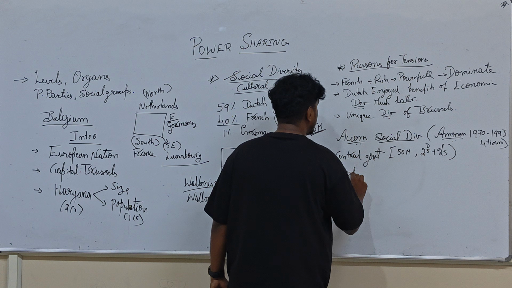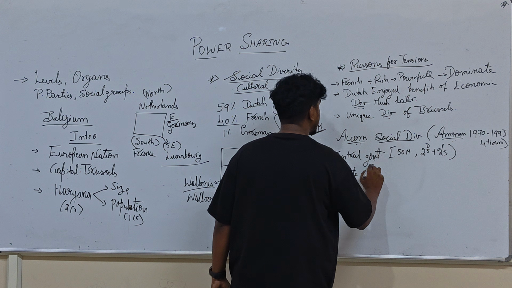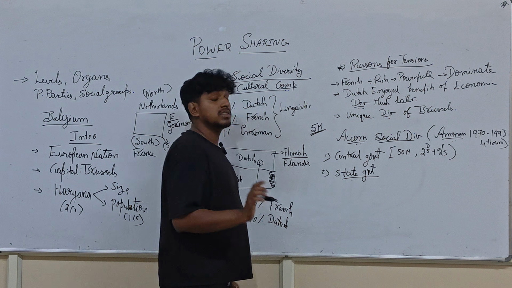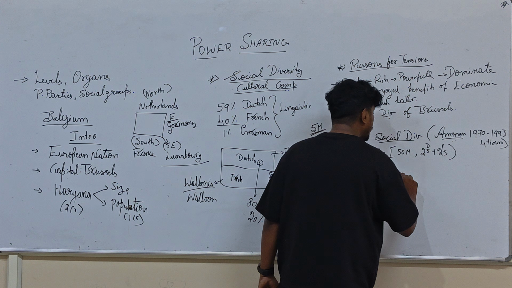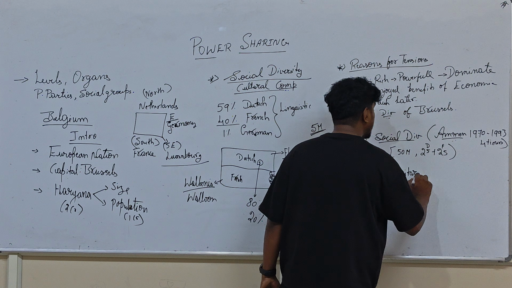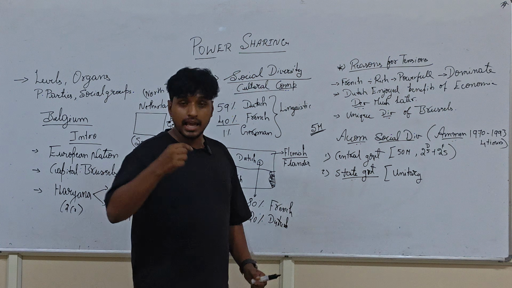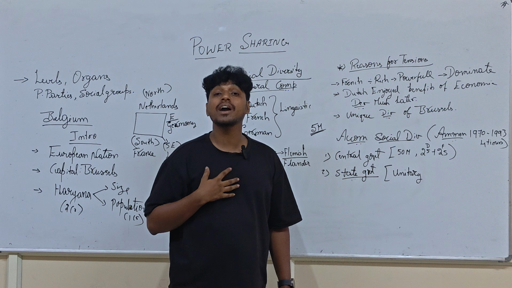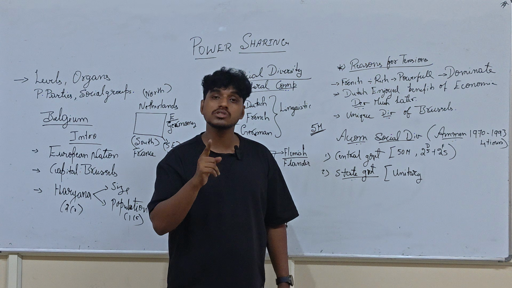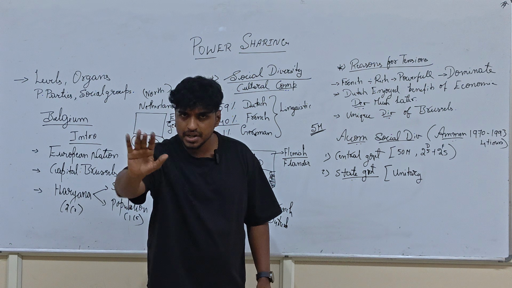Okay, then in state government, now the concept is state government. In Belgium, there was no state government. Belgium was a unitary form of government. What is unitary government? In India, we have central government and state government. India is a federal country. But Belgium was a unitary country. There were no state governments.